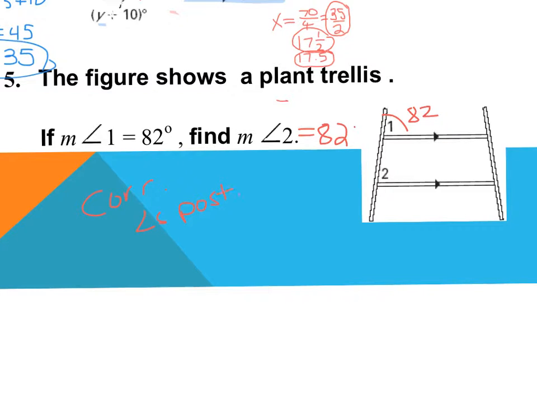So be careful, make sure you read your instructions. Like on the homework it said, find the value of the angle and state the postulate or theorem that justifies your reasoning. So you've got to make sure that you include that stuff.